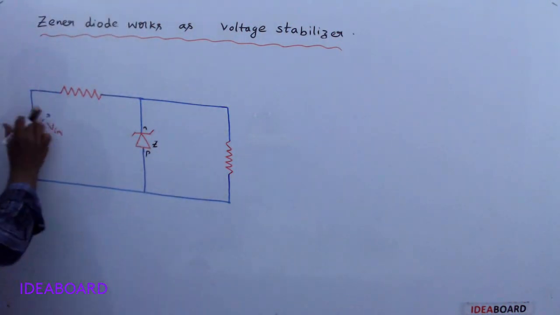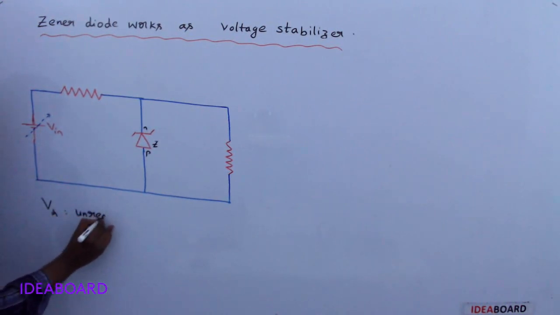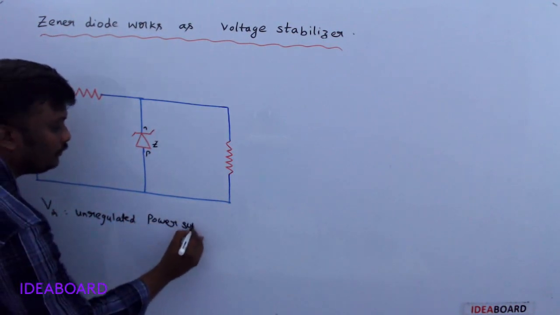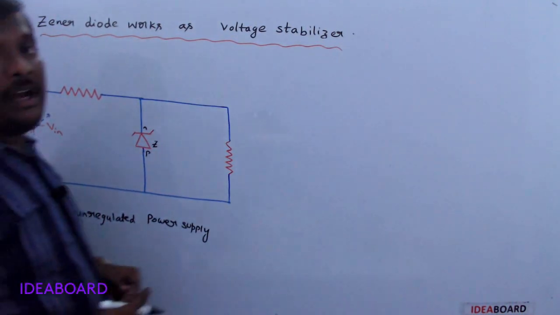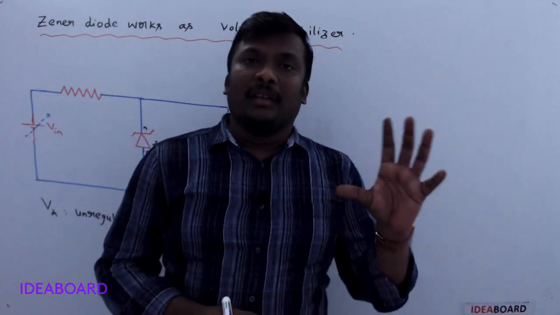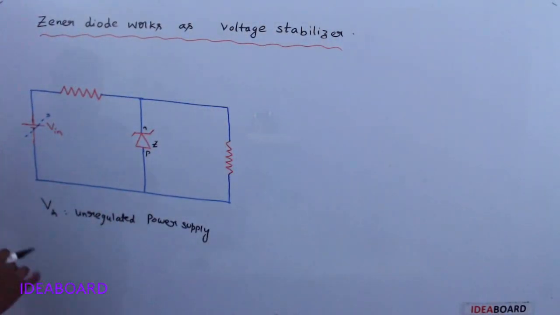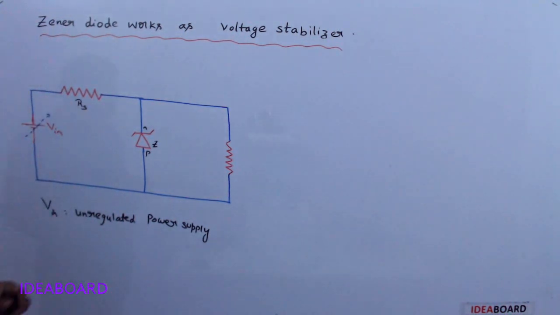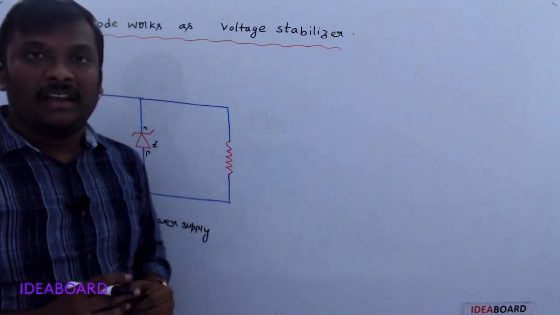Now this is an unregulated power supply. This is an unregulated voltage or power supply, nothing but the output from the rectifier. And here a resistance is taken. This resistance is called RS, where S means series resistance. Understand?